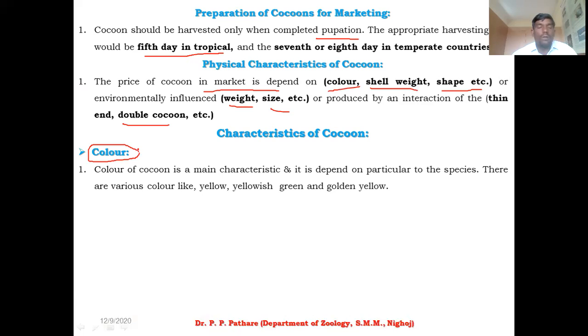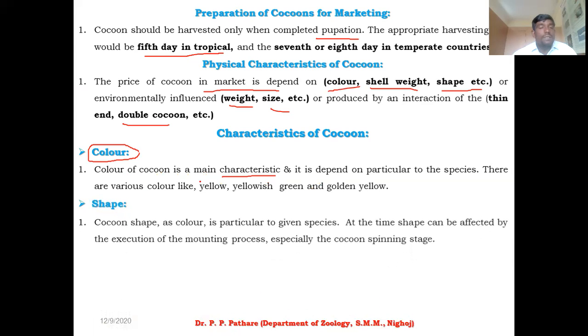So if your cocoon is yellowish or pure white in color, you get a good value, good price in market. The color of cocoon is a main characteristic and it depends on the particular species, the silkworm species. Again, if you rear a proper and very good quality silkworm species, you get a good color of your silken cocoon. Various colors like yellowish, then green and golden yellow are generally observed in cocoons. Next one, that is shape.